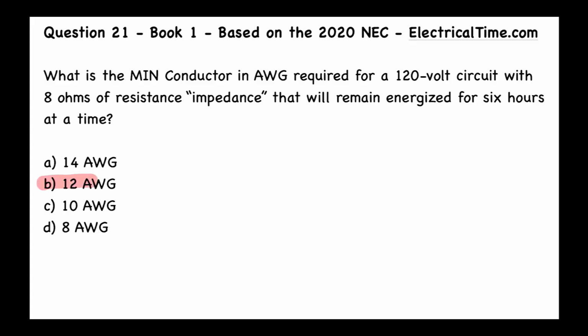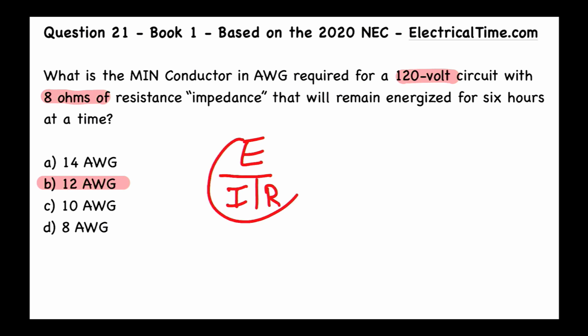And the answer is B, and that's going to be 12 AWG. So what I'm going to do when I see a question like this, and I've got volts and resistance in ohms, I'm going to think about Ohm's law. So I'm going to write that down, E, I, and R. And I'm also going to write down PIE.